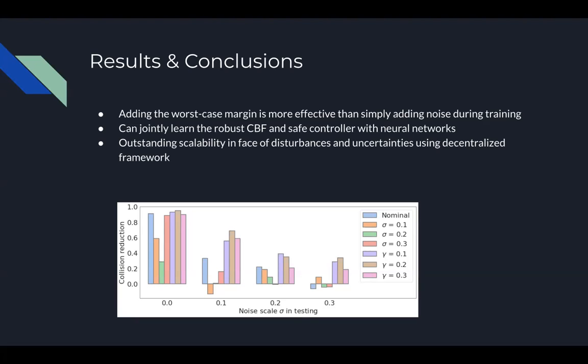In conclusion, our approach can jointly learn the robust control barrier function and the safe controller with neural networks. Using the decentralized framework, we can scale the control strategy to hundreds of agents, even in the face of disturbances and model uncertainties.